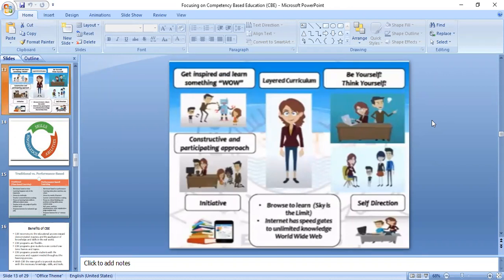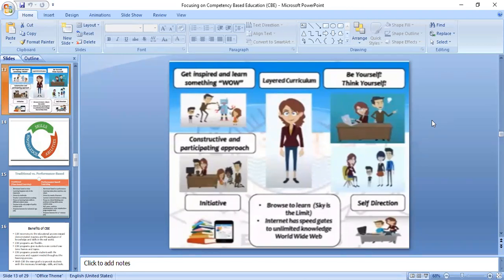And what else? Students get inspired. The students should get inspired and learn something wow, and we should inspire them with a constructive and participating approach. Each and every student in the classroom should participate in that approach. Initiative, they should take the initiative in the learning process, and they have to be themselves, they have to think for themselves.